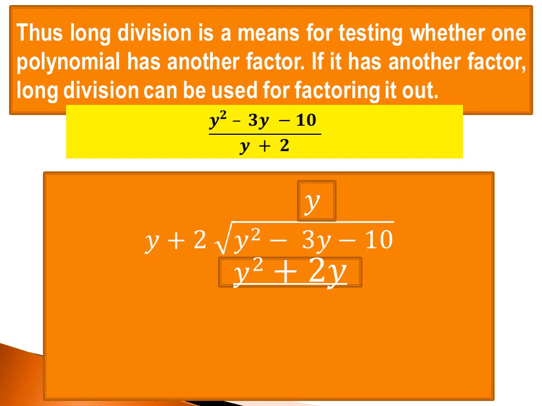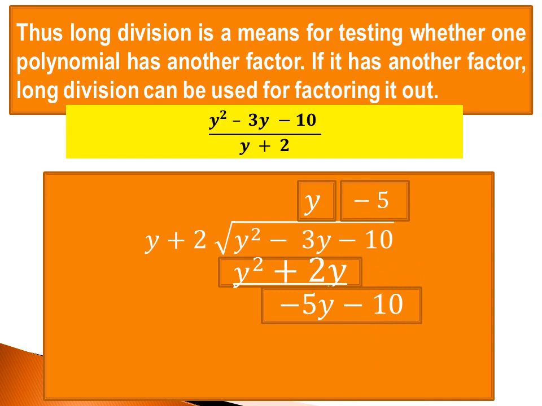After that, subtract y squared minus 3y and y squared plus 2y. Y squared minus y squared, that is 0. Negative 3y minus 2y, that is negative 5y. Then bring down negative 10. This time, we are going to divide negative 5y by y. So the answer is negative 5.